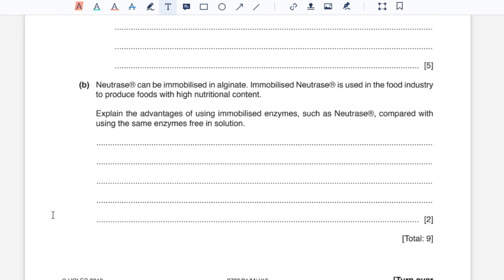B. Nuclease can be immobilized in alginate. Immobilized nuclease is used in the food industry to produce foods with high nutritional content. Explain the advantages of using immobilized enzymes such as nuclease compared with using the same enzymes free in solution. So immobilized enzymes can be reused since they are not lost in the product, and they do not contaminate the product since the product is kept away from them.